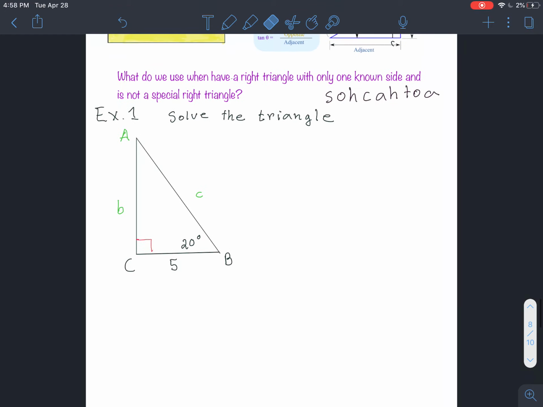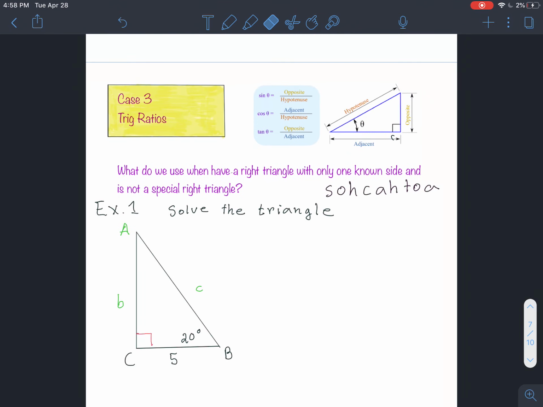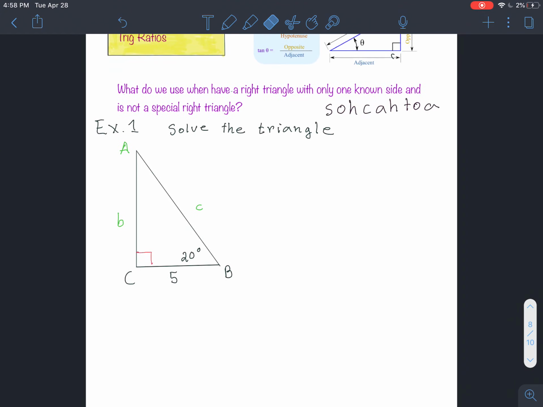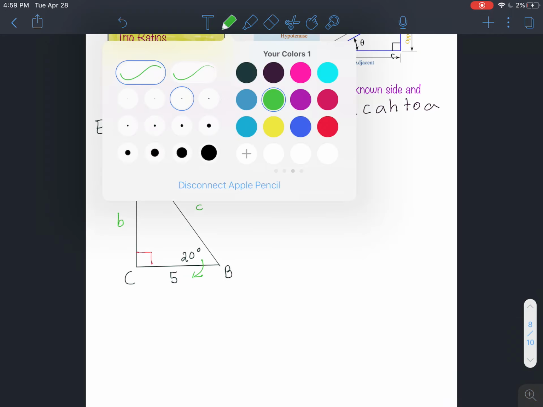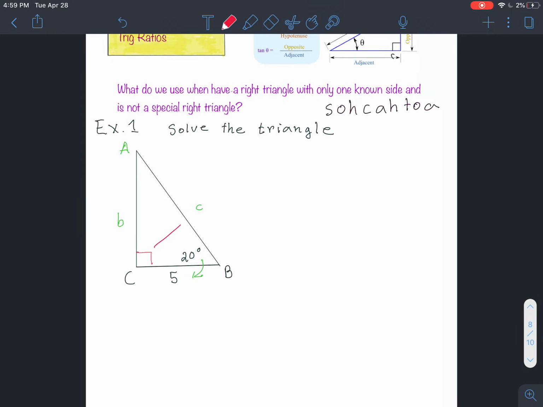So, as you remember from IM2, we are introduced to sine, cosine, and tangent. Those are ratios between angles and sides. So when we look here, we need to look at what we have. We have 20 degrees and we have 5. So if we look at the relationship between 20 and 5, we know that 5 is adjacent to 20 degrees because it means beside. And any angle that is opposite to 90 degrees will always be the hypotenuse.